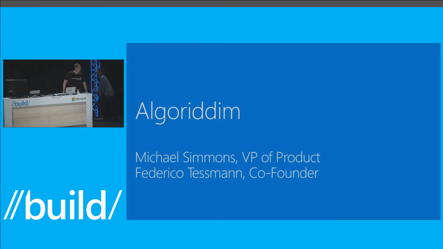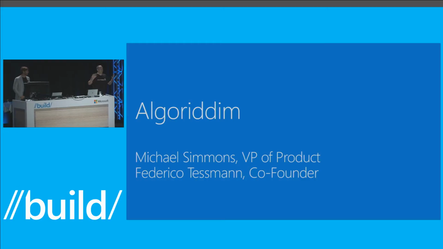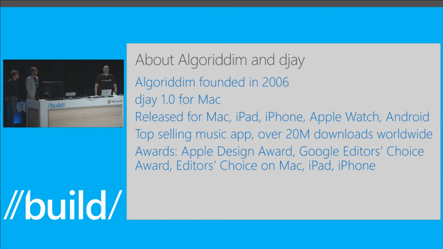Thanks a lot, Nick. We really appreciate it. As Nick said, I'm Michael. I'm with Algorithm, and our core and flagship product is DJ Pro. I'll tell you a little bit about our history so we can give you an idea of where we've been from, because you could absolutely call us Apple, iOS and Mac developers. The company was actually founded in 2006, where our initial product was called DJ.